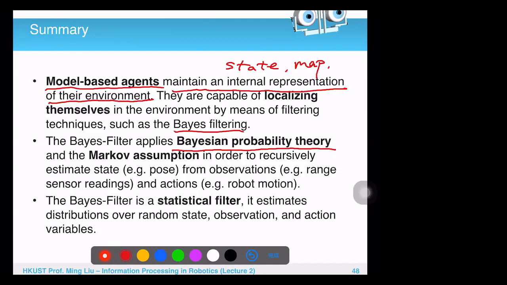You should see the difference between Bayesianism and frequentism, right? And we use the Markov assumption to recursively estimate the state from observation and action. So it's a statistical filter. It estimates the distribution over random states given observations and actions. So this is the summary.